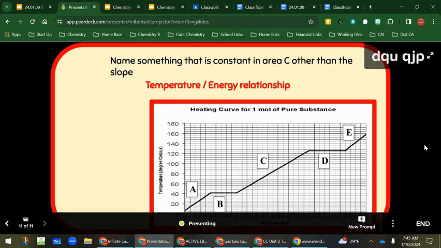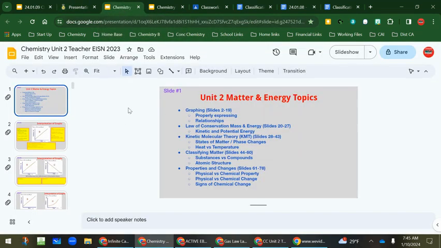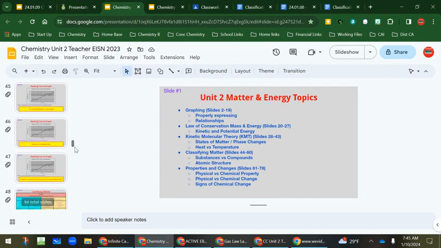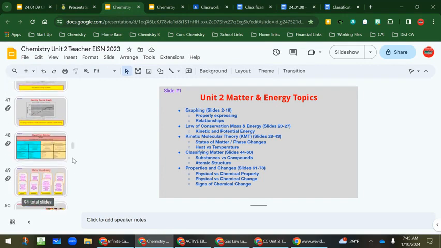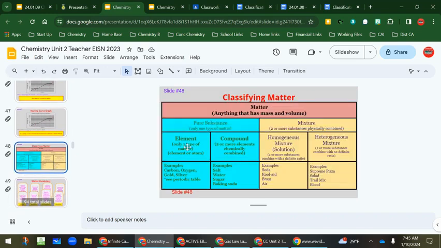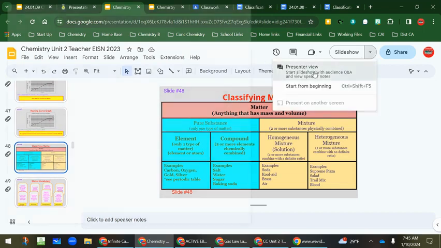All right, ladies and gentlemen, that takes care of that for today. If you would, open up your notes and go to classifying matter on slide 44, please. That's where we're going to start today. Slide number 44. Oh, wait a minute. 48. Sorry, my numbers are wrong on the original slide. Sorry about that. Slide number 48.